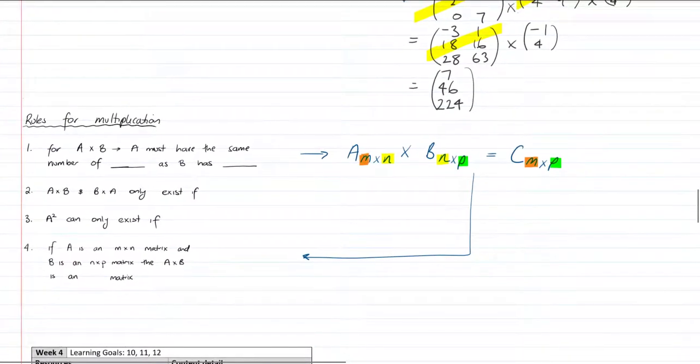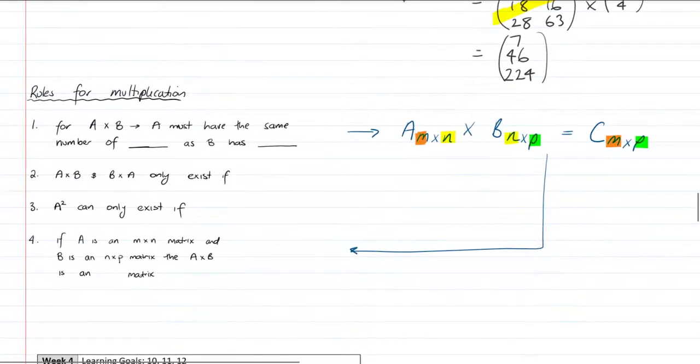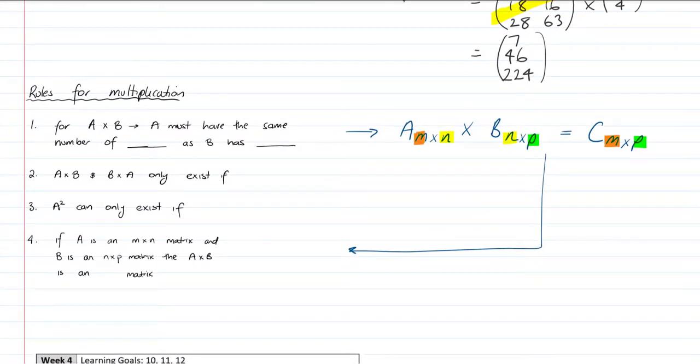Okay, let's just go to my rules for multiplication, and then I'll show you the questions you can do. So, for a times b, a must have the same number of, now keep in mind what we said before, columns as b has rows. And that swaps obviously if it's b times a. And we've got our summary here. So as a is an m by n matrix and b is an n by p matrix, then the n's kind of cancel out. We end up with the result being c, an m by p matrix.